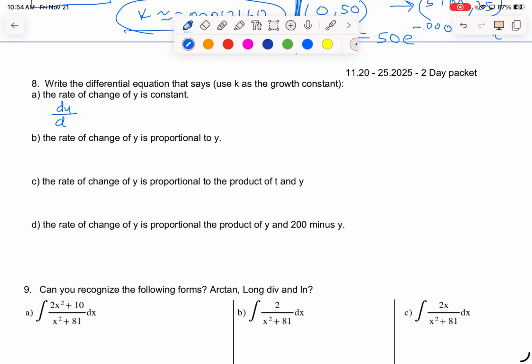All right, first of all, I want you to go do the long division on A. Yeah, 9A, do the long division. What's on the inside? I think it's the smaller one that's on the inside. Oh, yeah. X squared plus 81. No, 2x squared.